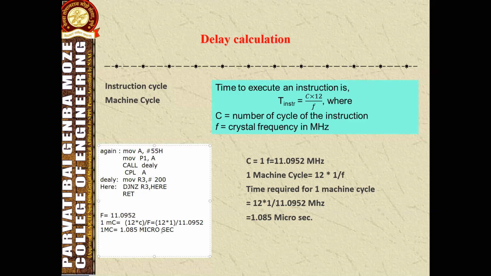Here, see, this instruction, MOV R3, hash, takes one machine cycle for execution. This one will take two machine cycles for executing this instruction. Then RET also takes 2 machine cycles. So we have to calculate the total time required for executing this command.